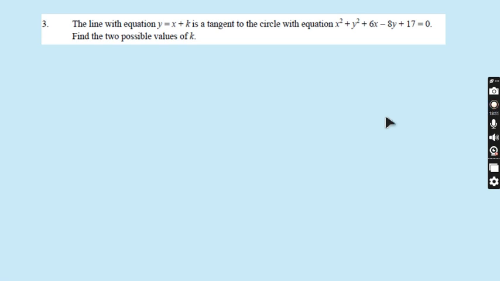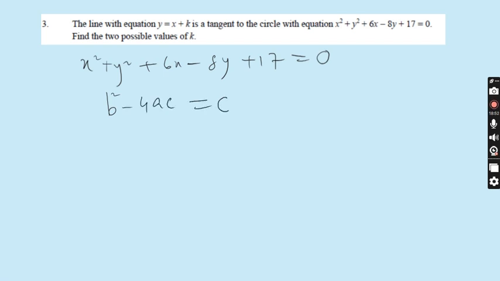What is question number 3? The line with equation y equals x plus k is a tangent to the circle x square plus y square plus 6x minus 8y plus 17 equals 0. Find the two possible values of k. Very easy. Students, if a line is a tangent to the circle, then you must know the discriminant, which is b square minus 4ac equals 0. This is the concept of chapter number 2.